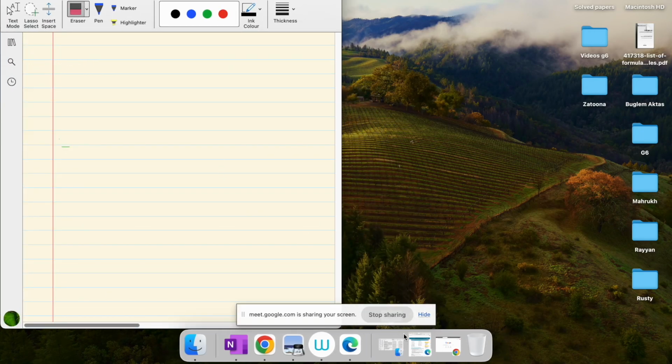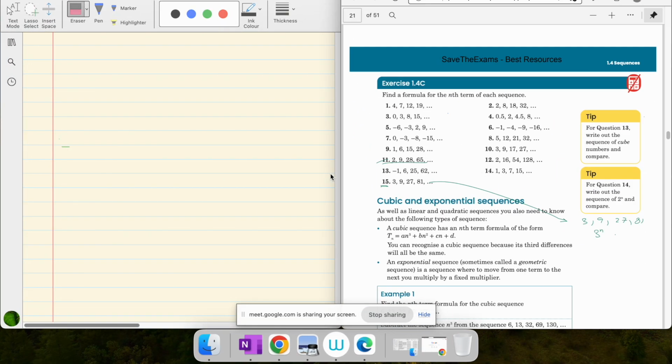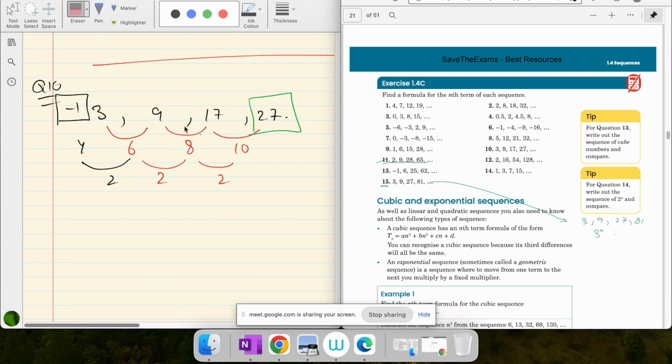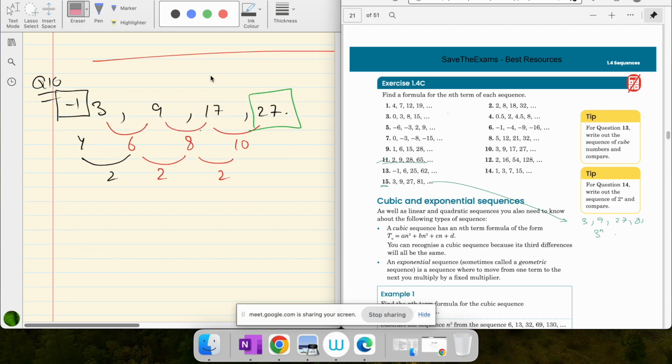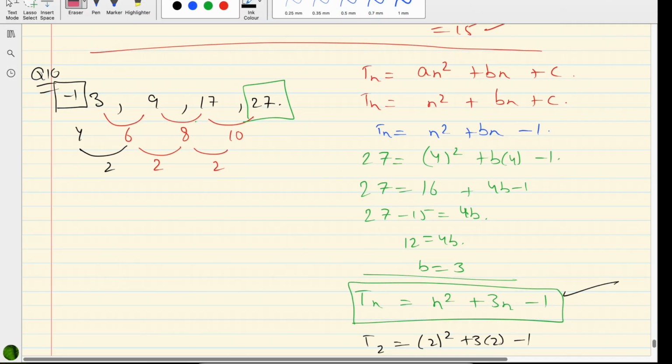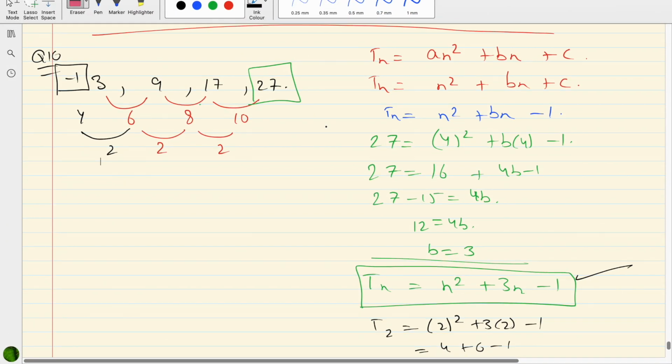Okay, we were doing sequences and I told you that I'll share another formula. For example, we had this last question. The sequence was 3, 9, 17 and 27. One of the methods is right in front of you on the right-hand side, an square plus bn plus c, where a is half of the second difference, which was 2, and half of 2 is 1. So n square plus bn plus c, then c was the 0th term.